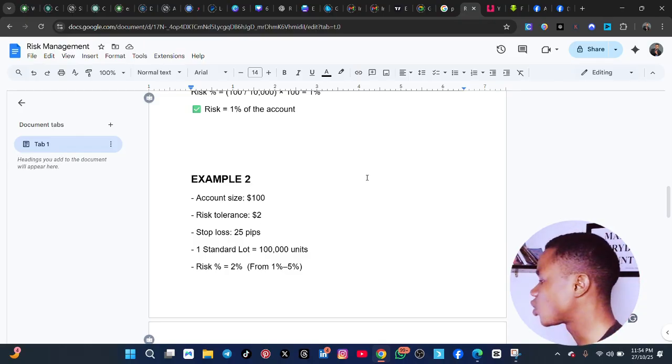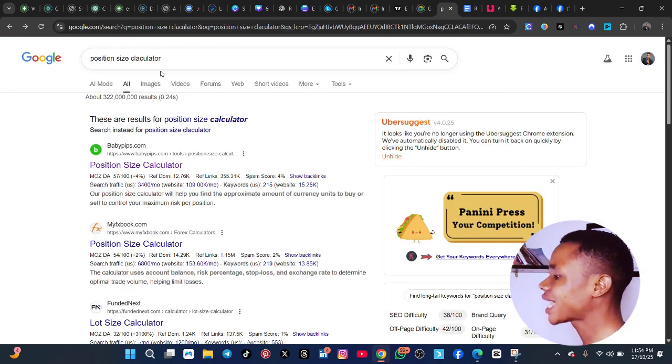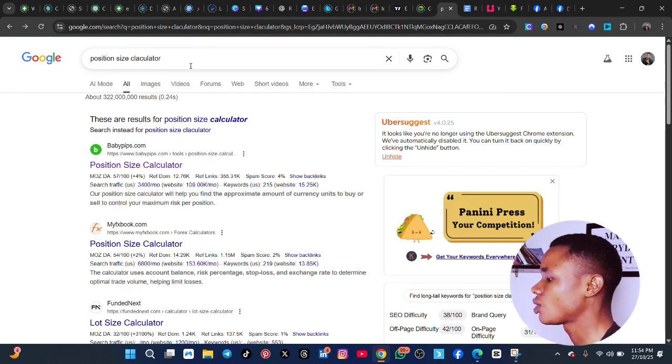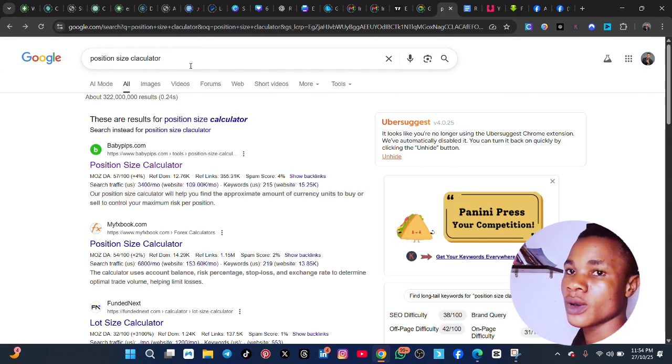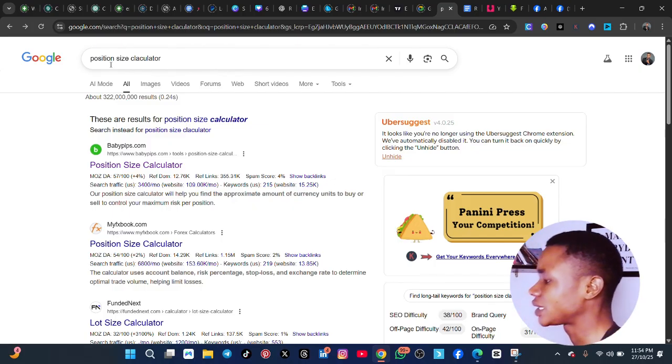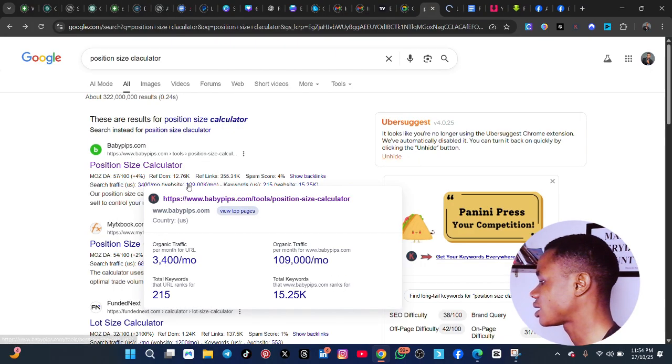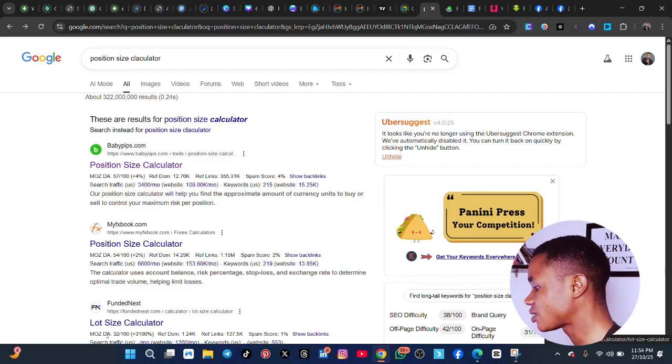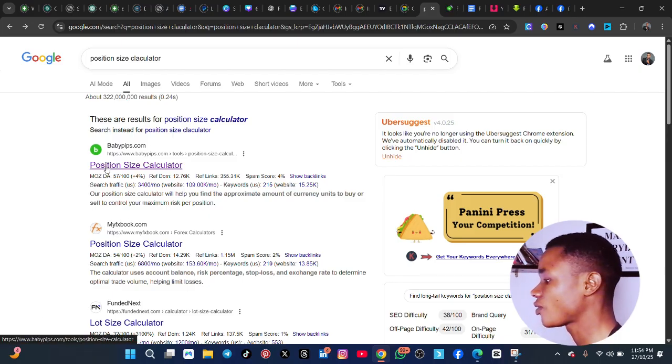All right, so you have to come to Google and type position size calculator, or you can go to babypips.com and check one of their tools. You see pip calculator there, but just go to Google and type position size calculator. In fact, the first link we have here is from Babypips, so I'm going to open it. Even if you click another one, all of them will work for you, but I like the one from Babypips.